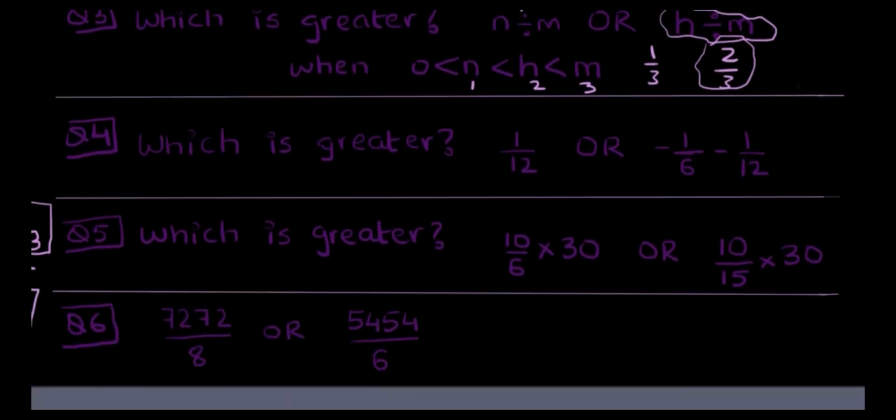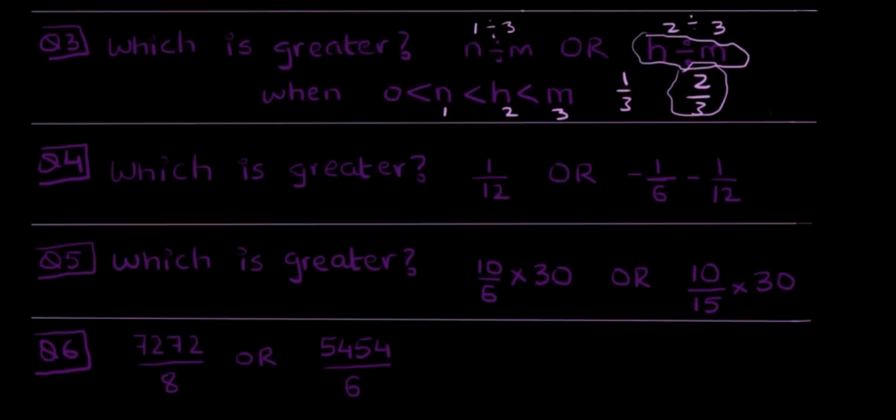Next question, which is greater? 1 over 12 or negative 1 over 6 minus 1 over 12? Well, guess what? I'm not even going to work this out, because this thing is going to be something negative, and that is positive. A negative take away a positive will give me something negative. That's positive, so that's my answer.